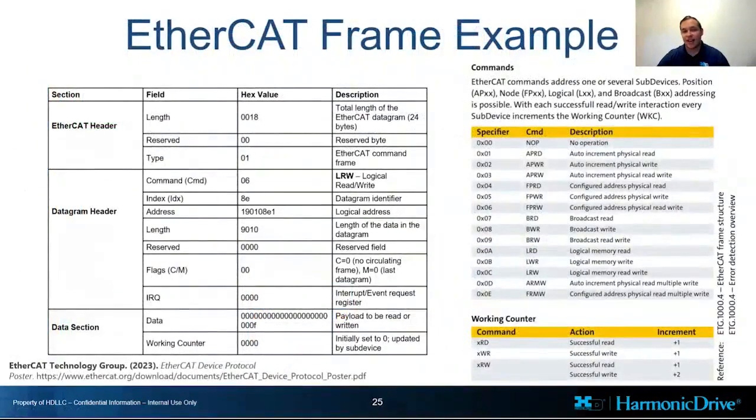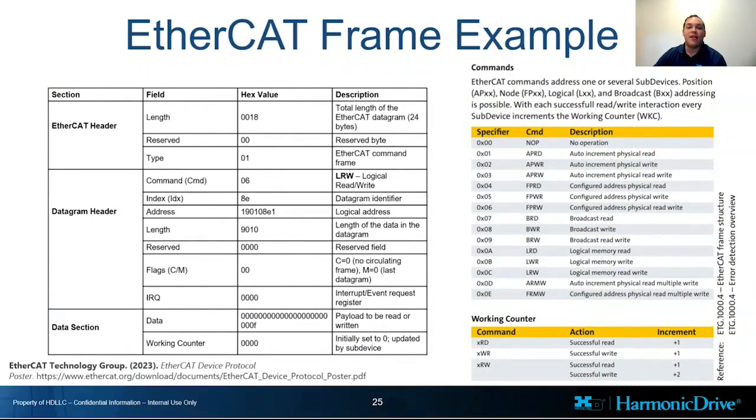So this is inside of an EtherCAT frame. Inside of an EtherCAT frame, we have our header, and this is an example of what data you may encounter, as well as our length. In this case, it says you have 24 bytes, which is indicated by the 0018 hex value.